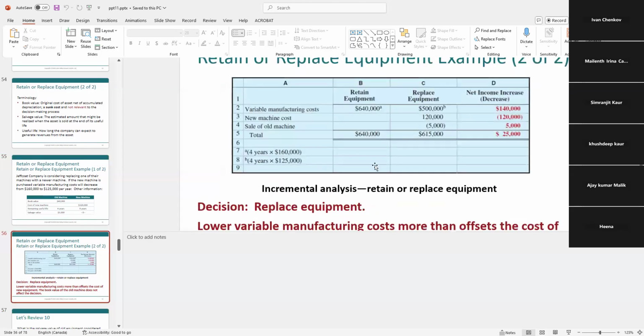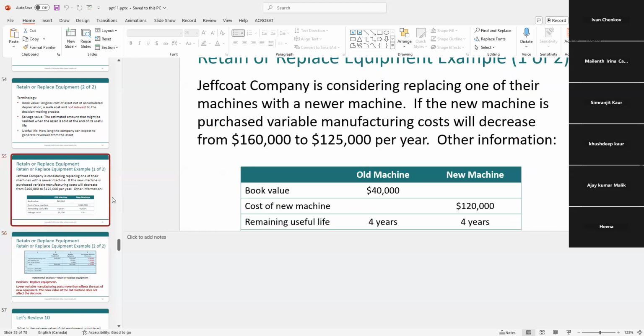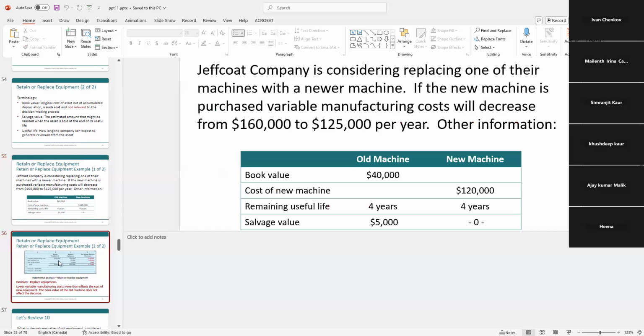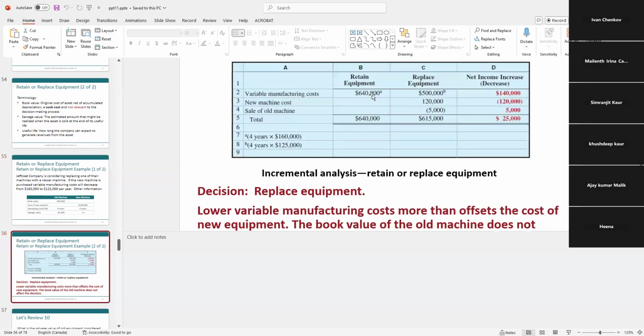Now even in Wiley questions, you're going to see this way of doing the analysis. First, you do the scenario: if I keep the machine, what's going to happen? If I don't replace it, in the don't-replace scenario, you have to pay $160,000 per year. Over 4 years, that's $640,000.